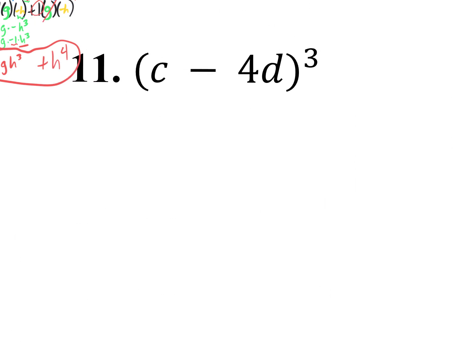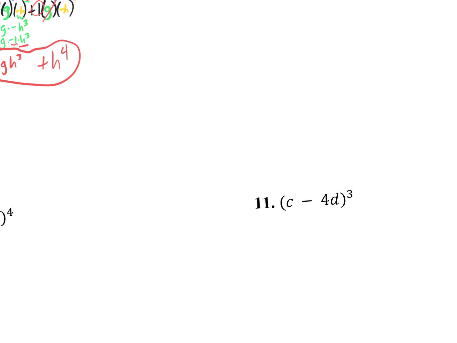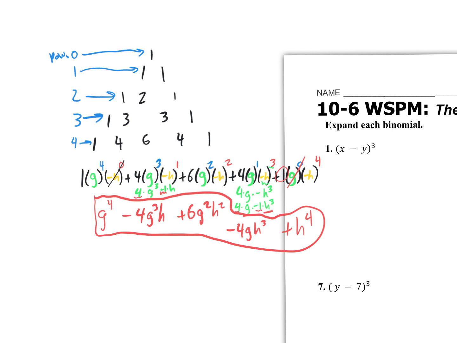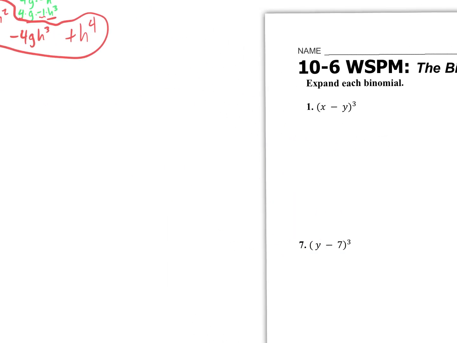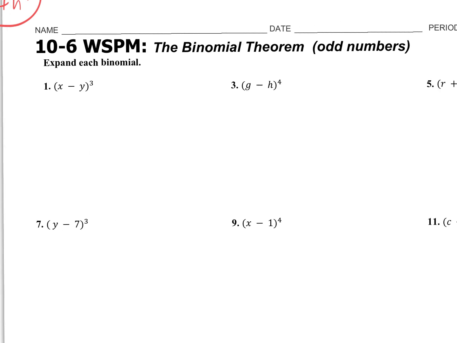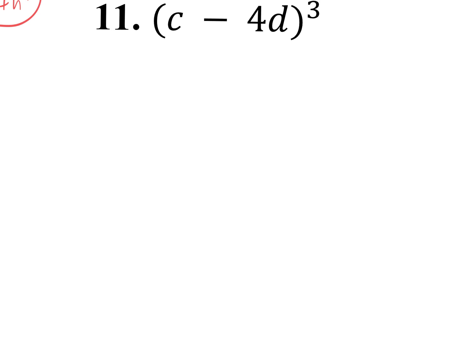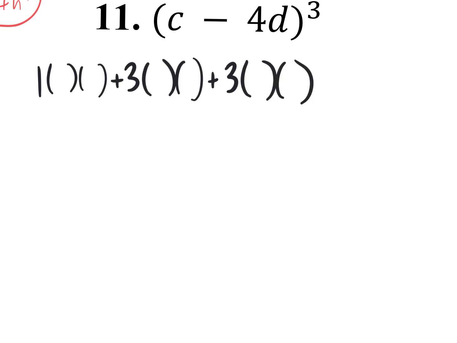So that would be to the third power. So if we go back to Pascal's triangle that we already did over here, the third power will be 1, 3, 3, 1, right? So keep that in mind, 1, 3, 3, 1, but we're going to put parentheses after each of those numbers. So number 11, we have 1, parentheses, plus 3, parentheses, plus 3, parentheses, plus 1, parentheses. That's how you set it up.